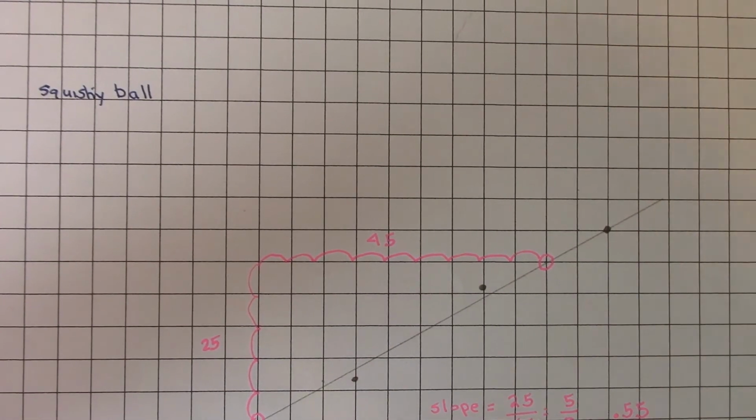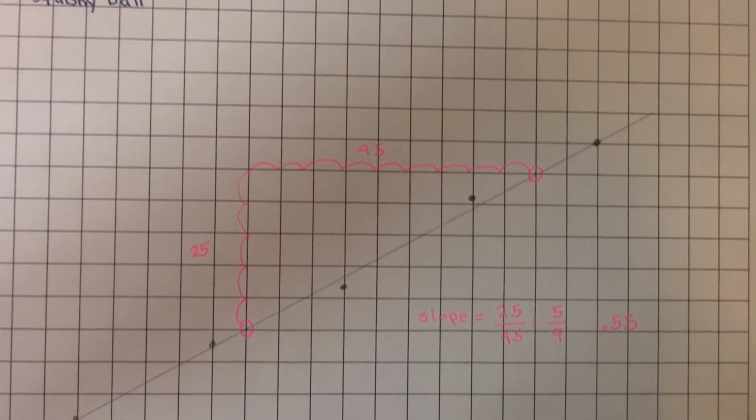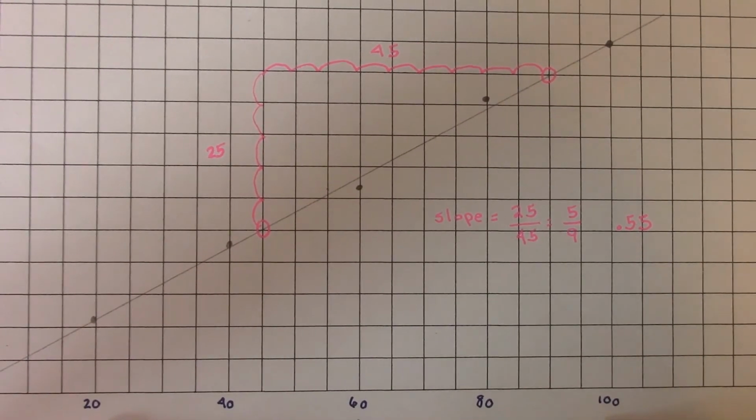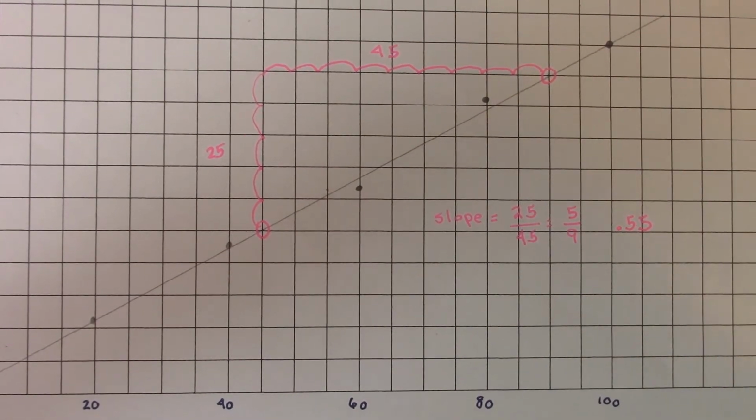Here is my graph of the data for the squishy ball. And I drew in my trend line, having it go through the point 0, 0, and I found 2 places on the trend line that I can easily read the slope. So then I found that going from one to the other, I'm going to go up 25 centimeters, and then I'm going to go across 45 centimeters, which gives me a slope of 25 over 45, which reduces to 4/9, or a slope of 0.55.